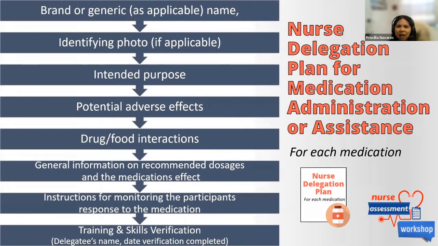So part of the nurse delegation plan also aligns with medication administration assistance. You can see it's still going to encompass a lot of those, but for medication administration, additional things to identify include either the generic or brand name, any photo, and the purpose, or the reason why they're taking the medications, because some medications can have multiple purposes, and the delegatee should be very specific and aware of the reason why they're taking it. Also any potential adverse effects, drug-food interactions, general information, and monitoring, things that the delegatee should be looking out for in the participant, and also, once again, the training and skills verification.